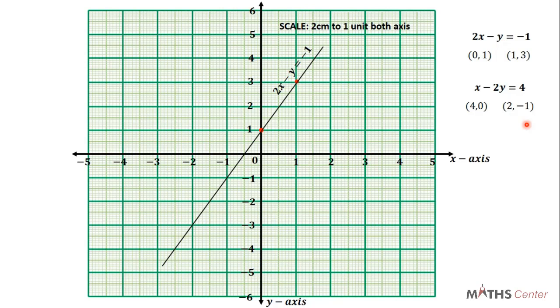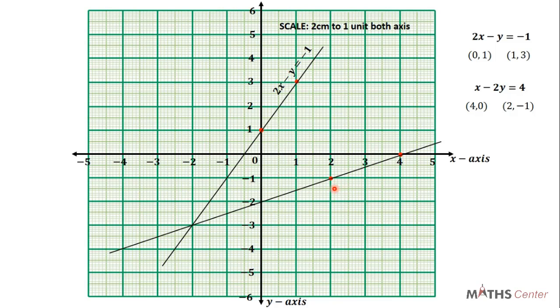Now you do the same thing for the second one here. So you plot the points. The first point I'm plotting is 4, 0. So 4 on the x-axis, 0 on the y-axis. So it will be on the same point. The second point I'll be plotting is 2, minus 1. So 2 on the x-axis, minus 1 on the y-axis. So it will be here.